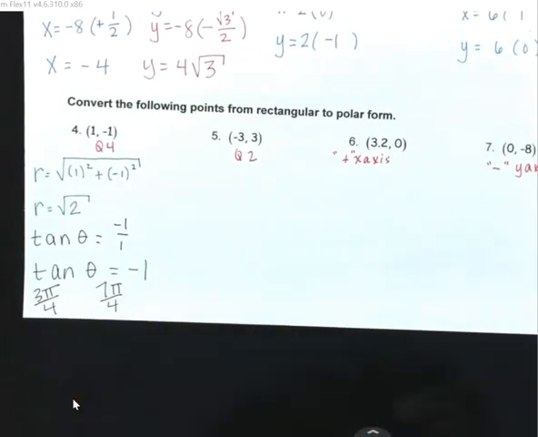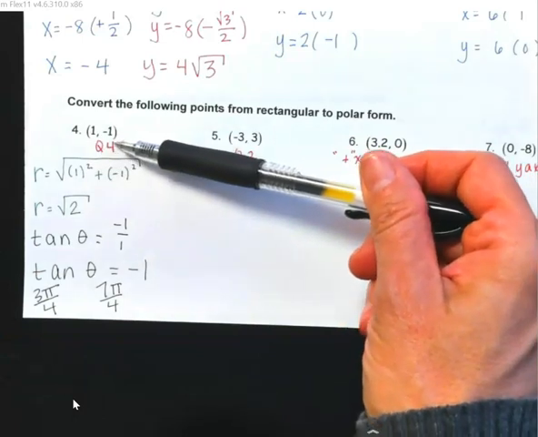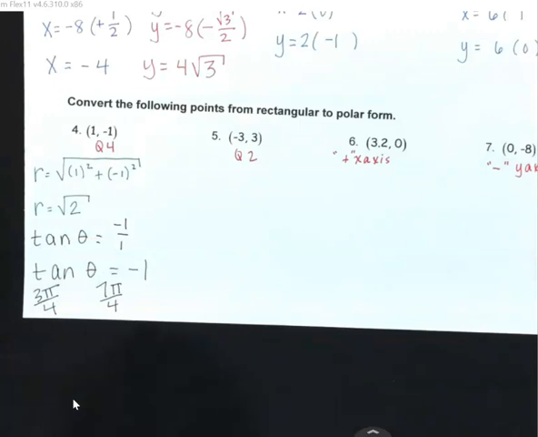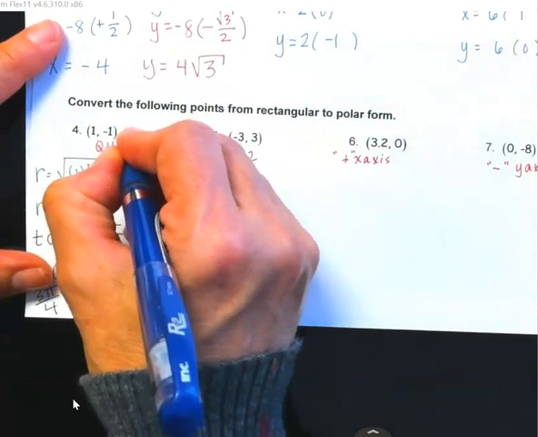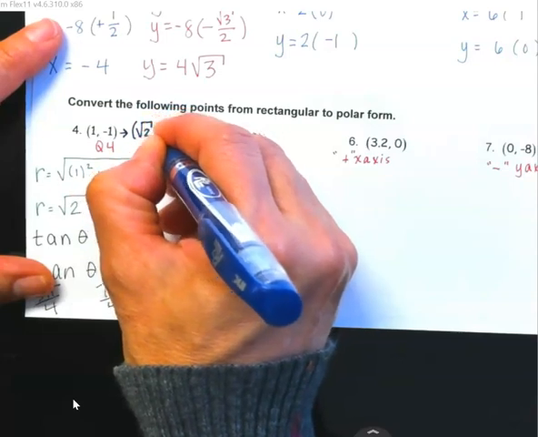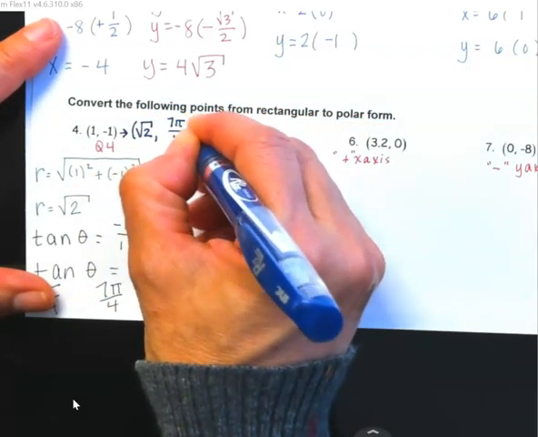All right, that is correct. However, only one of them is the right answer. The 7 pi over 4. That's right. That's why quadrants are so important on this. All right, so in polar form, we're going to write the square root of 2 and then 7 pi over 4. Very good.